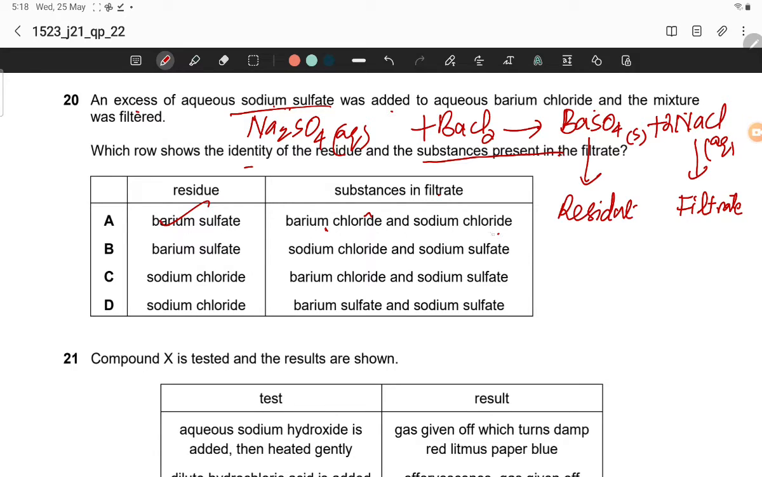Barium chloride and sodium chloride? Sodium chloride and sodium sulfate. Sodium sulfate is in excess amount. So sodium sulfate must be present because sodium sulfate is used in excess, along with sodium chloride, and this is the correct option. Barium chloride and sodium sulfate, not correct. Barium sulfate and sodium sulfate, no, this is in the residue.